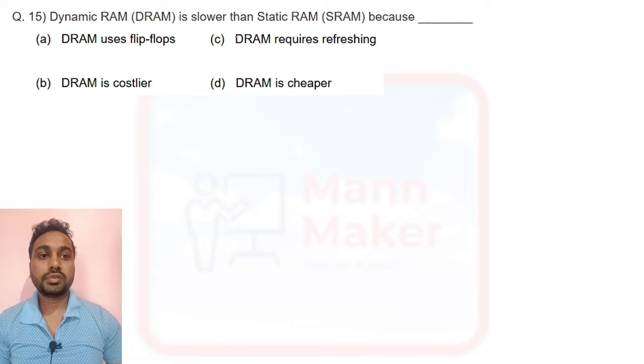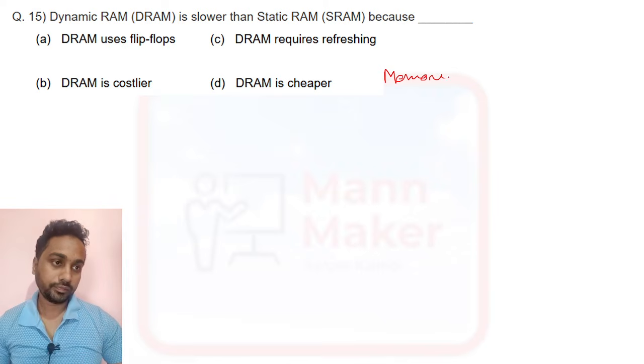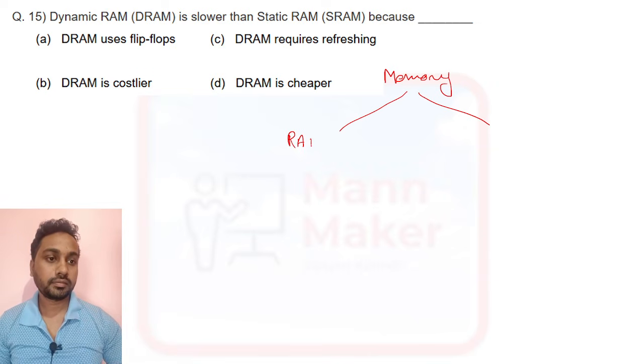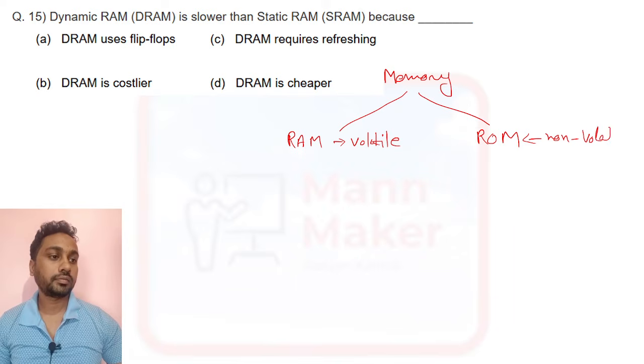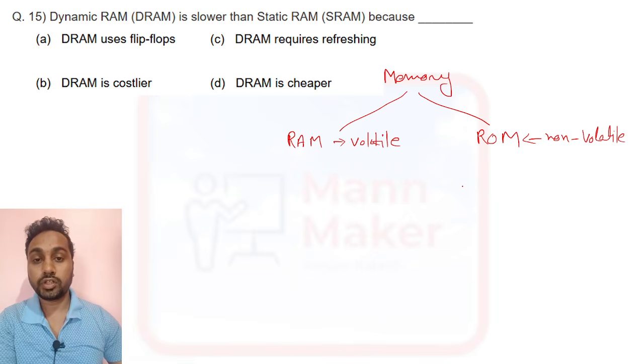Dynamic RAM, that is DRAM, is slower than SRAM, static RAM, because of what? If we talk about memory, we have RAM and ROM. RAM is called volatile memory, just remember this thing, and ROM is non-volatile memory. Sometimes they will ask which memory is a volatile memory. So RAM is a volatile memory.